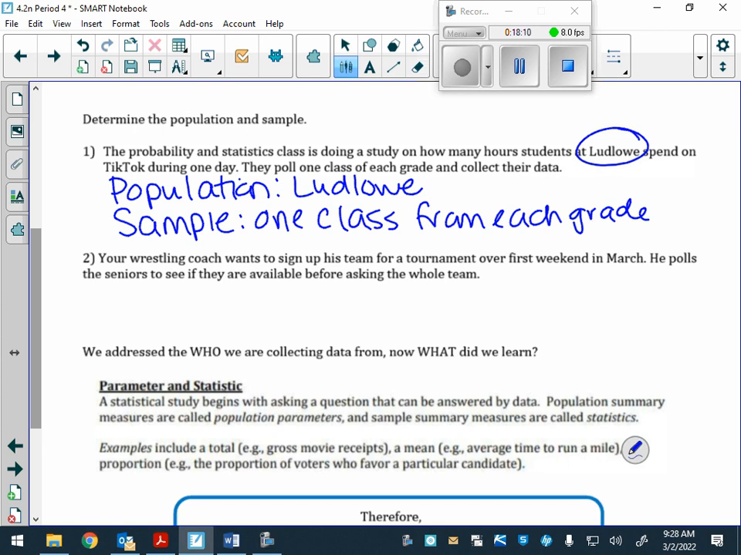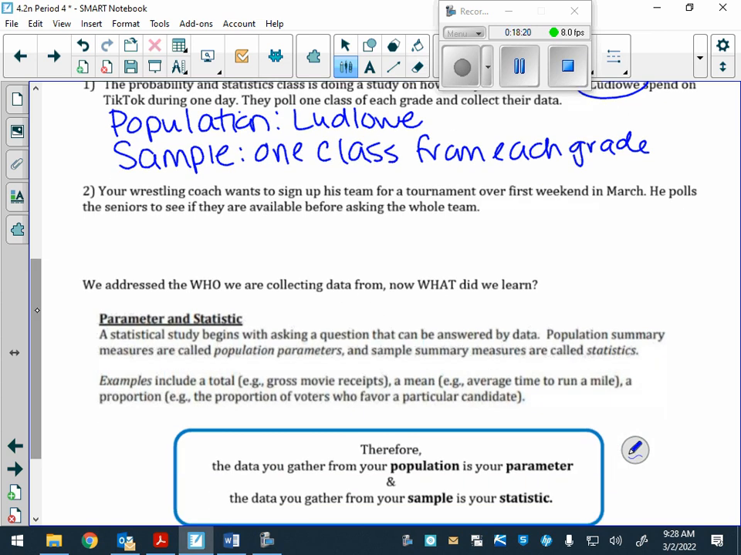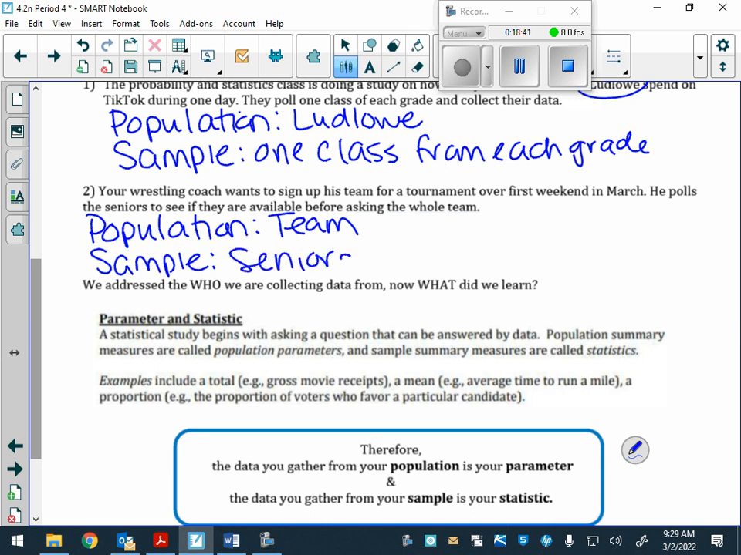Then number 2, your wrestling coach wants to sign up his team for a tournament over the first weekend in March. He polls the seniors to see if they are available to go before they ask the whole team. So, what is the population? The team. Population. The team. What is the sample? Well, seniors. Good. Again, part of the team.